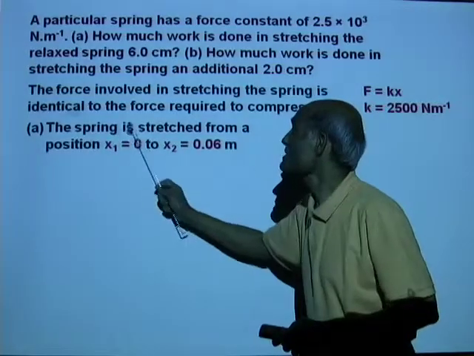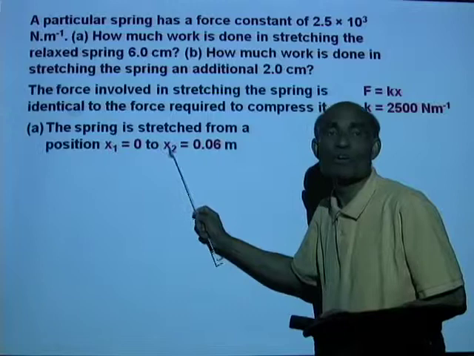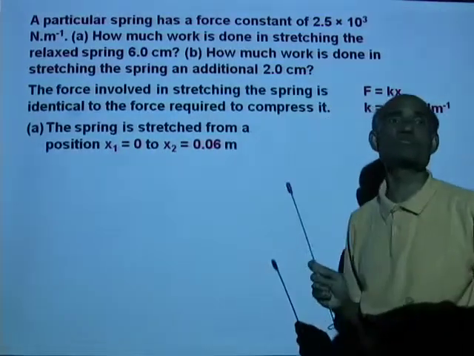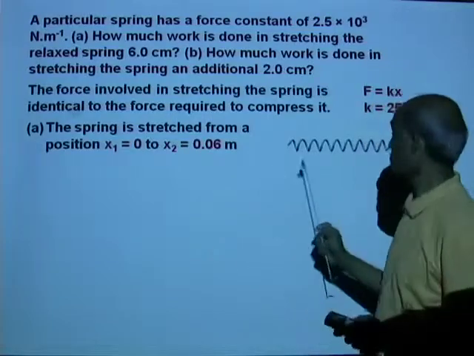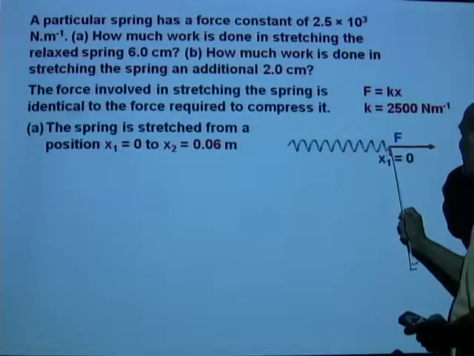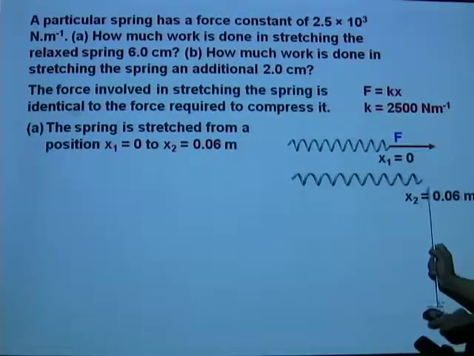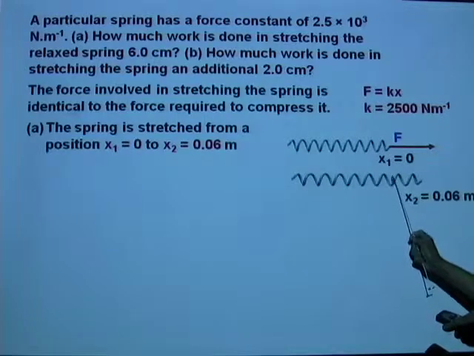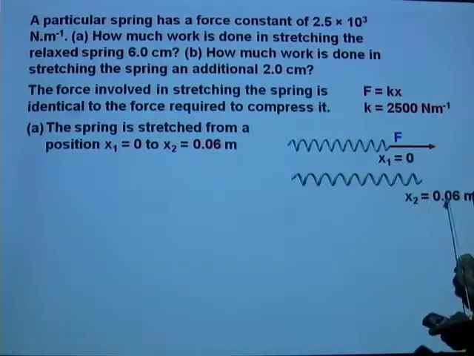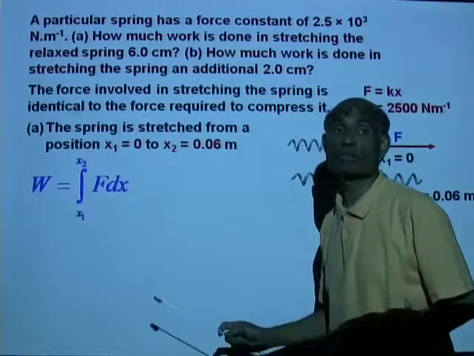The spring is stretched from a position x1 equal to 0 to x2 equal to 6 centimeter, which is 0.06 meter. So this is x1 equal to 0. We measure it from here. And this is x2 equal to 0.06. That means this amount of stretch is 6 centimeter, which is 0.06 meter. So what is the total work done?